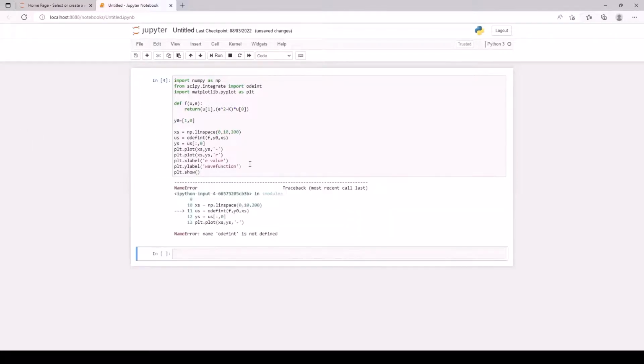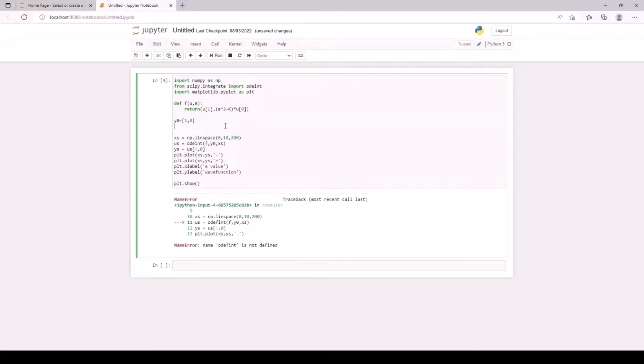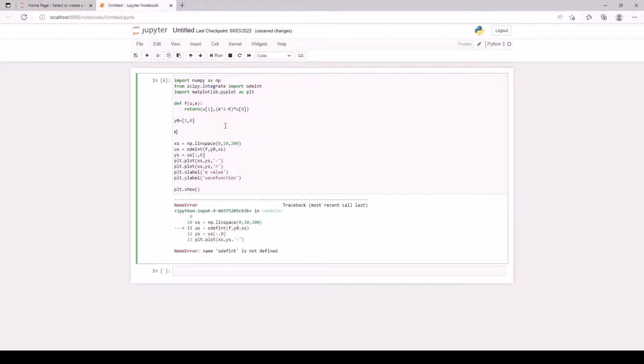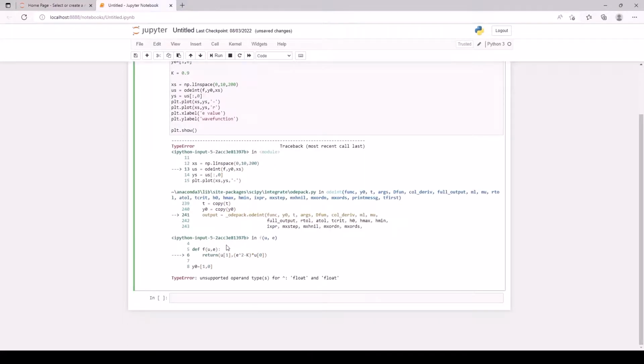And then we were told to vary k. Oh, what? Whoops, odeint. And also, I forgot to define k, so let's do that as well. We're told to define k starting at 0.9. So if we do that, then what we get is... I did something wrong here.